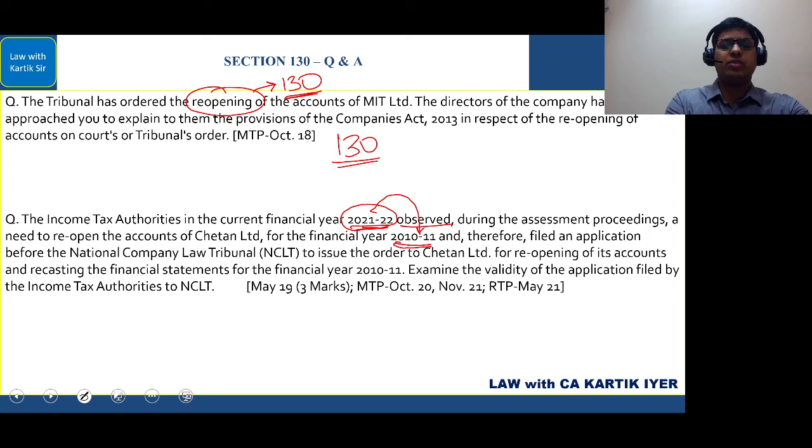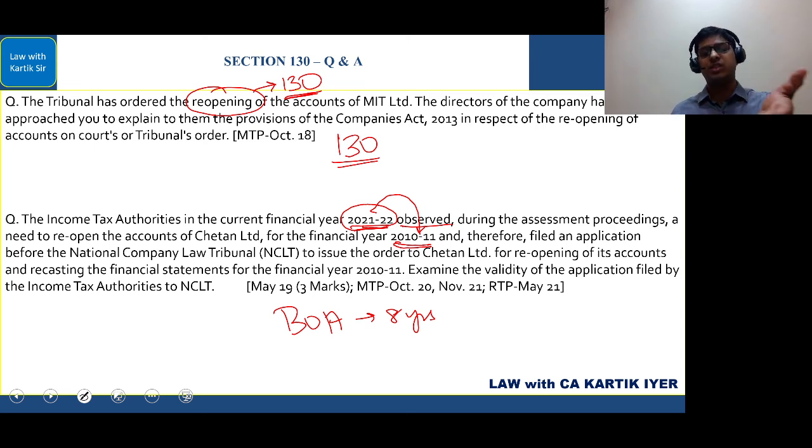Books of accounts are only maintained for how many years? Normally only for 8 years. Longer period also it can be maintained provided CG has an investigation going on. Currently in this case there is nothing written about it. Now if they want to open 11 years back, will their application be valid? The answer is no. The application will not be valid.